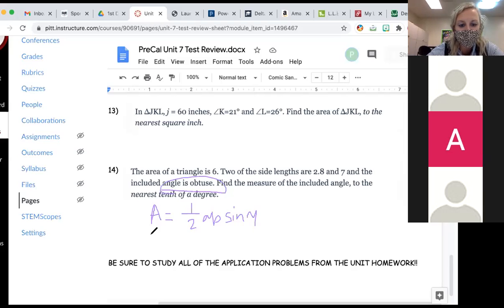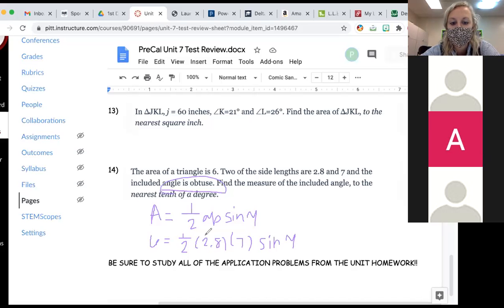But the area of the triangle is 6. We know the two side lengths are 2.8 and 7, so 2.8 times 7. And then it says the included angle is what we're looking for. So we don't know the angle. So all you had to do was multiply 1/2 times 2.8 times 7, and then divide it over, and that would equal the sine of y, and then you'll take the sine inverse to find the actual angle. Does anybody need to see me do that? Or that's what y'all did and you just were getting an acute angle, so you were confused?